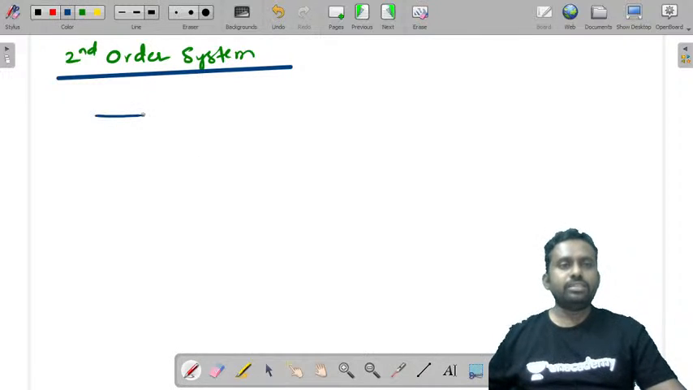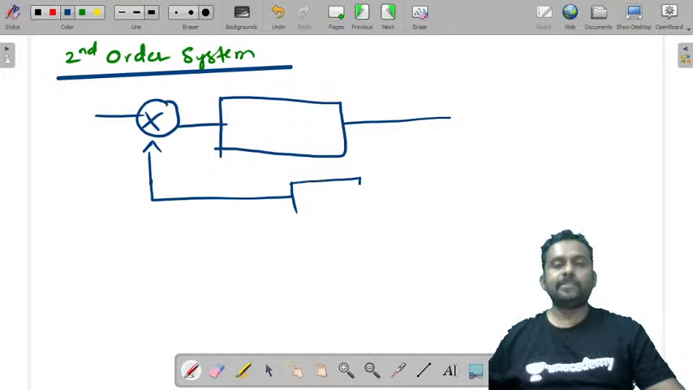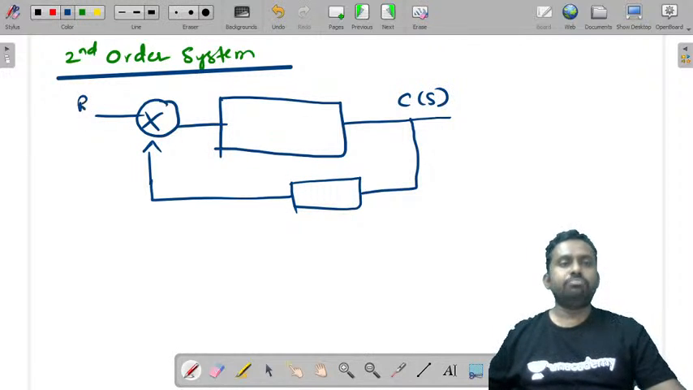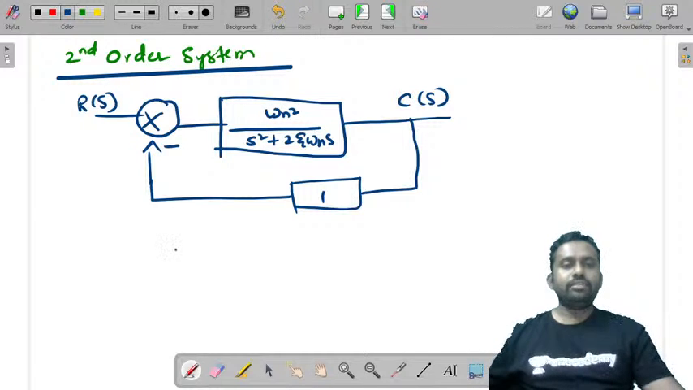So, the standard second order system is given by this. They have a comparator. Let's consider a unity feedback system. This is C of S, input R of S. This is the error detector, and this is omega n square by s square plus 2 zeta omega n s. Now this omega n square by s square plus 2 zeta omega n s is the open loop transfer function. Consider the closed loop transfer function.